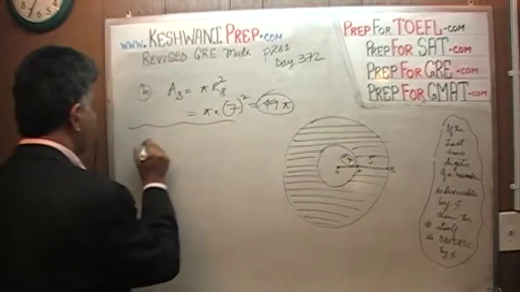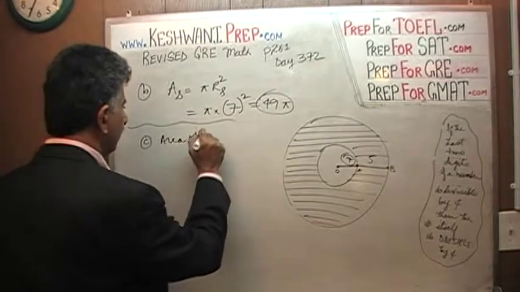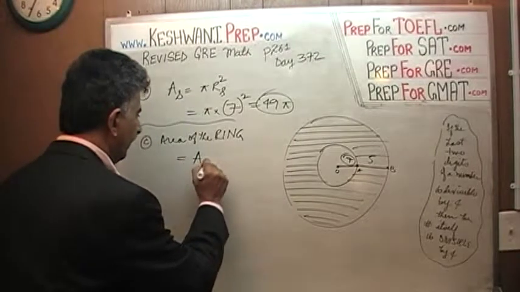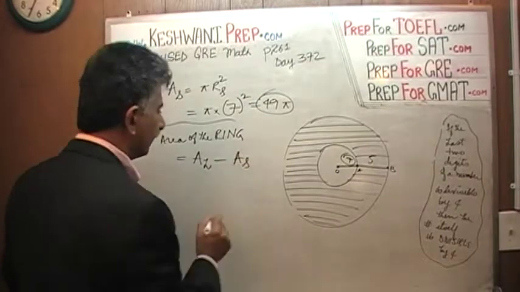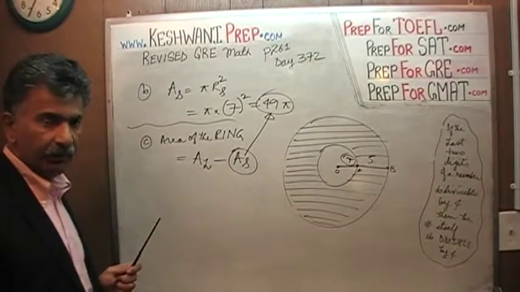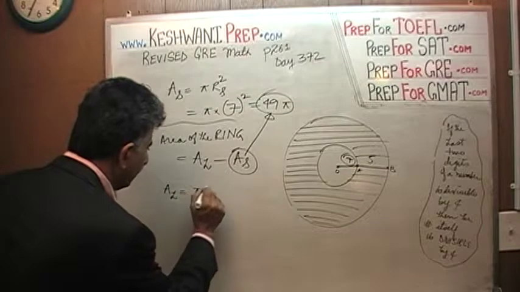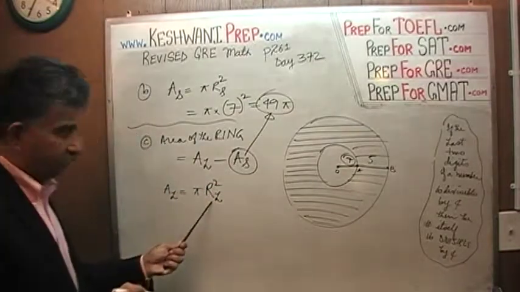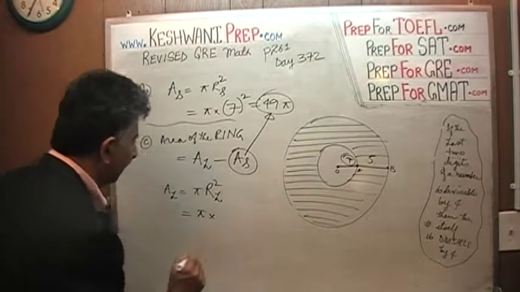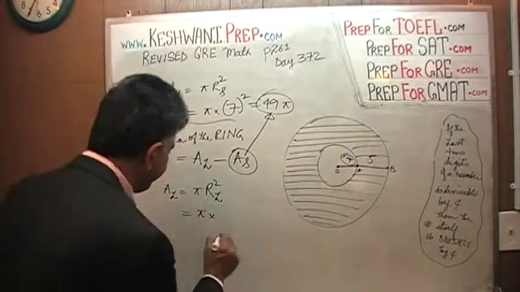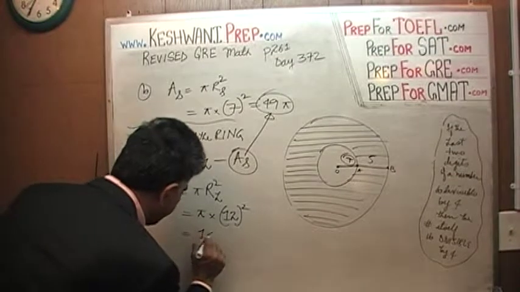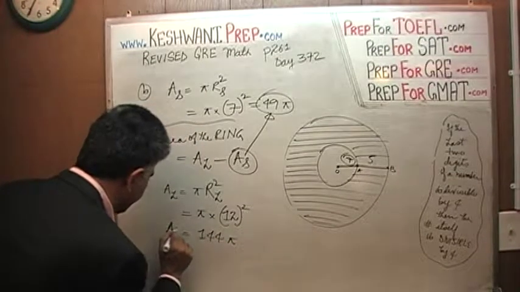Area of the ring, which they're calling the shaded portion, equals the area of the large circle minus the area of the small circle. But we already know the area of the small circle. It's right here. We have to find out the area of the large circle. Let's find out, shall we? Area of the large circle is equal to pi r squared, the radius of the large circle. The subscript L stands for the fact that it's the large circle we're dealing with. Pi times the radius of the large circle, which is 12, 7 plus 5. 12 squared is 144. 144 pi. That's the area of the large circle.